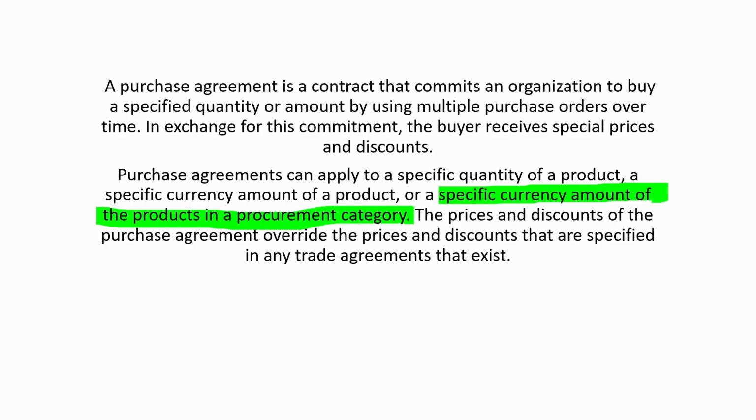A purchase agreement is a contract that commits an organization to buy a specific quantity or amount by using multiple purchase orders. So basically, this is a container view where you select a vendor, you select a validity period, and on the lines you select the item or the procurement category, and the quantity and the price or discounts. Once this is created, you confirm it, which makes this purchase agreement effective, and against this you release purchase orders as and when required.